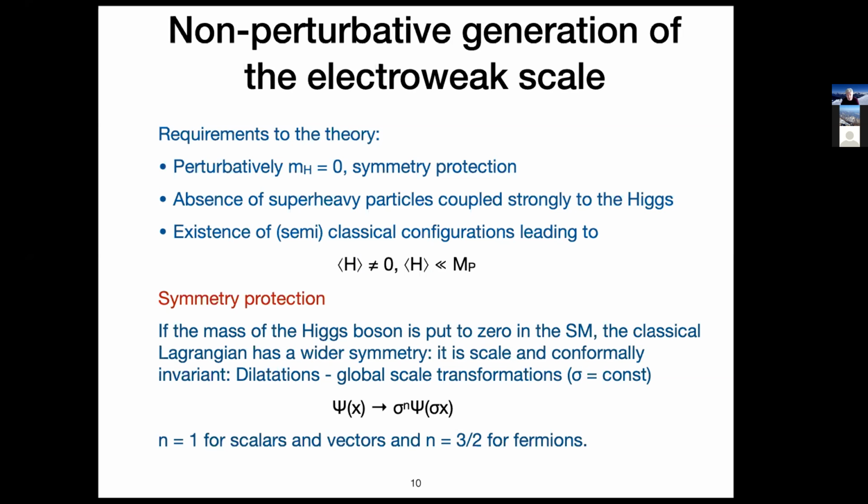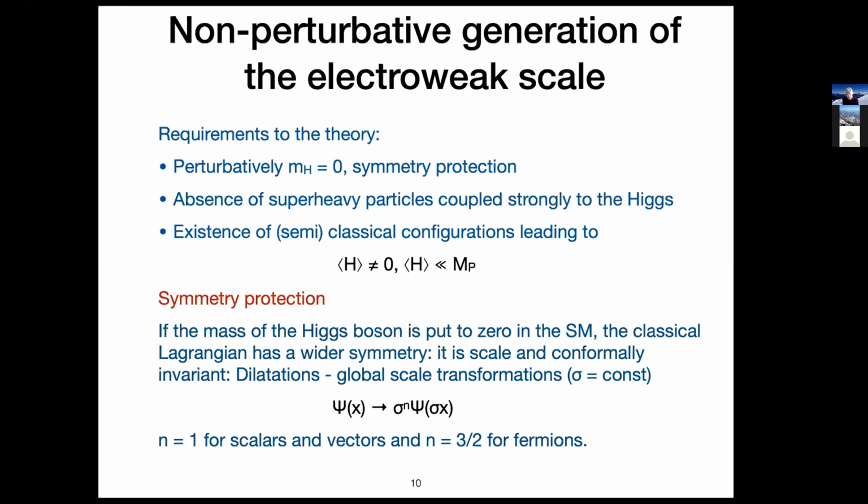Okay, then we should have an absence of super heavy particles coupled strongly to the Higgs, because in this case we will get perturbative contributions to the Higgs mass, which are pretty large. And finally, of course, the theory should possess non-trivial semi-classical configurations, which can lead to a non-zero value of the Higgs field, or to a non-zero value of the Higgs mass.